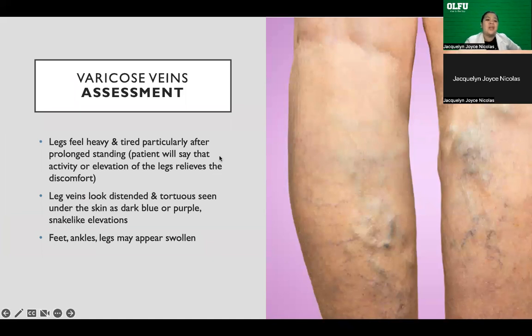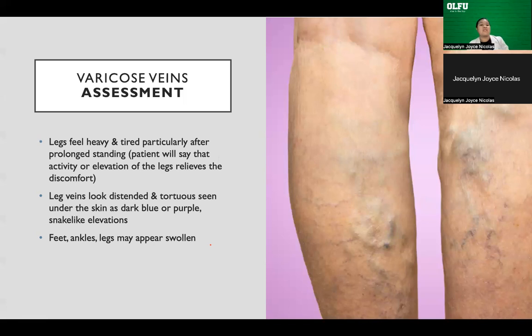Okay, yan. So how do you assess varicose veins? Well, first, minsan hindi naman agad-agad kita. Pero initially, our clients will experience that continuous feeling of heaviness and tiredness.